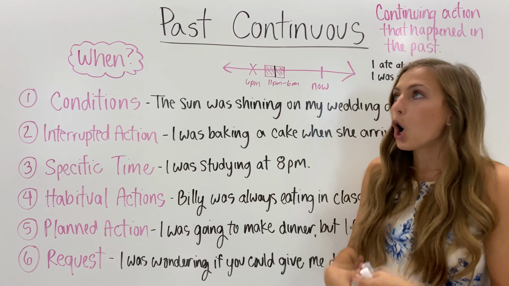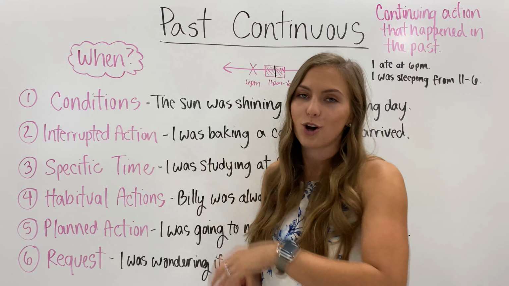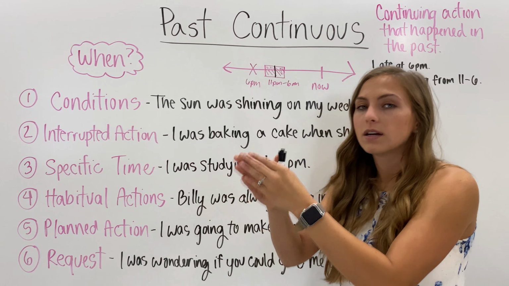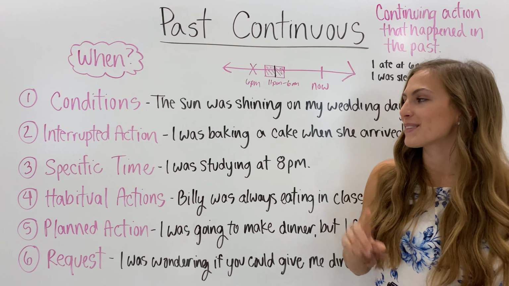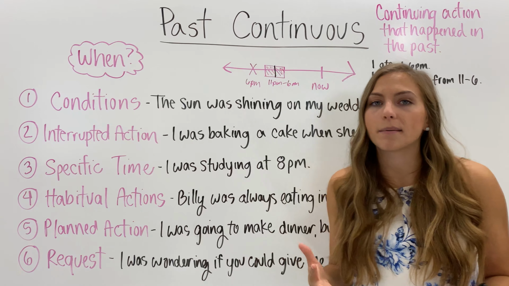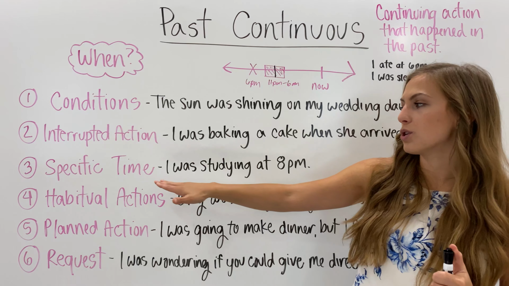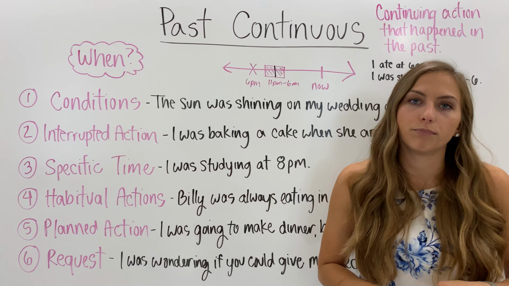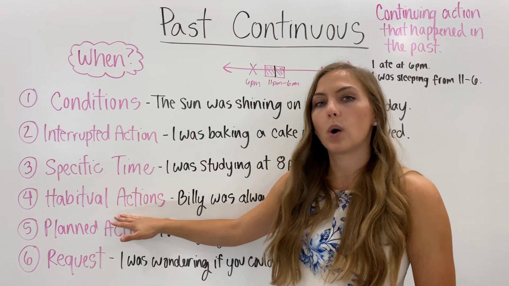Maybe I could say, while I was teaching, somebody knocked on the door, for example. So if something interrupts your continued action, then we can use the past continuous tense. All right, number three, for a specific time. If we are doing something over a continued action, we can talk about a specific time. For example, I was studying at 8 p.m., right? For example.